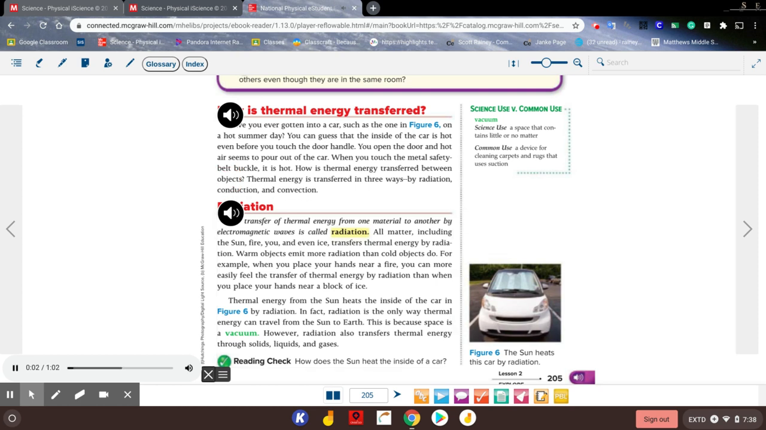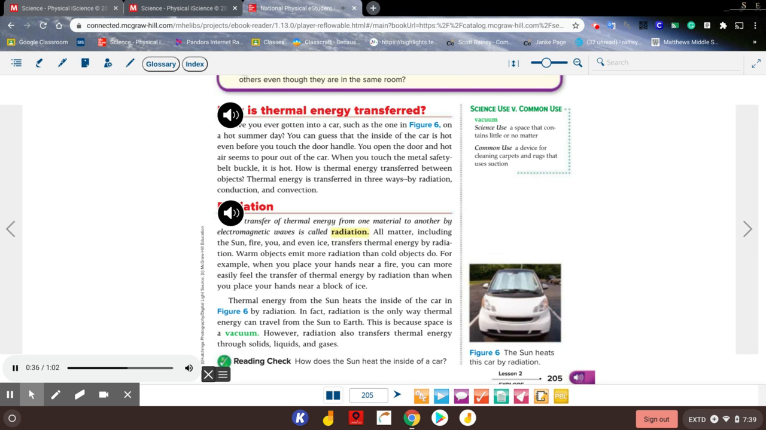Radiation. The transfer of thermal energy from one material to another by electromagnetic waves is called radiation. All matter, including the sun, fire, you, and even ice, transfers thermal energy by radiation. Warm objects emit more radiation than cold objects do. For example, when you place your hands near a fire, you can more easily feel the transfer of thermal energy by radiation than when you place your hands near a block of ice.